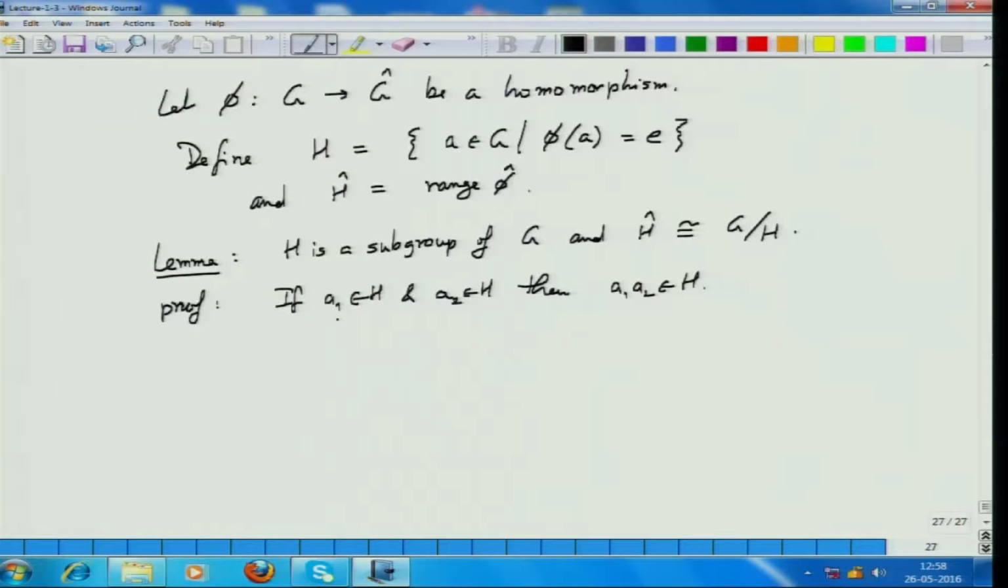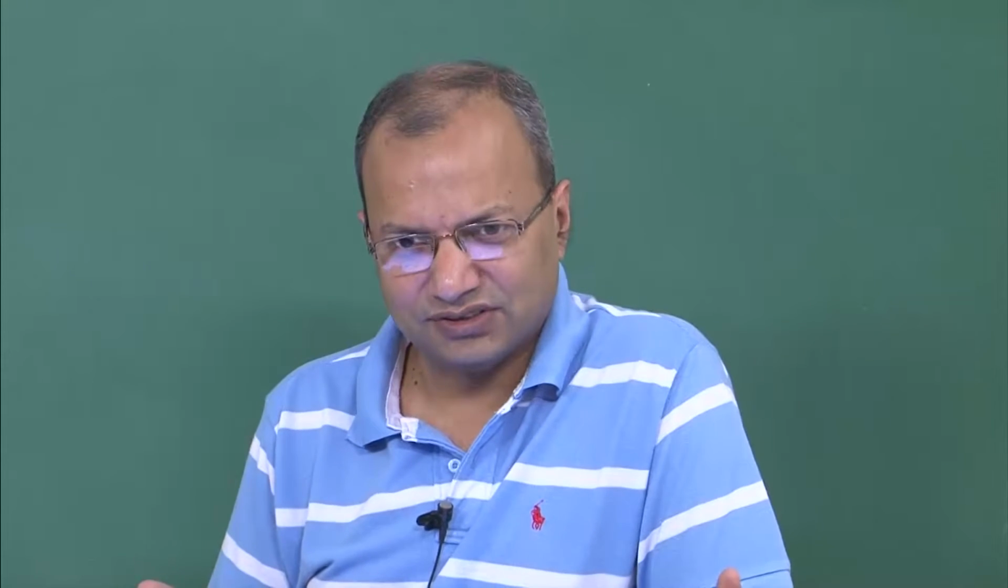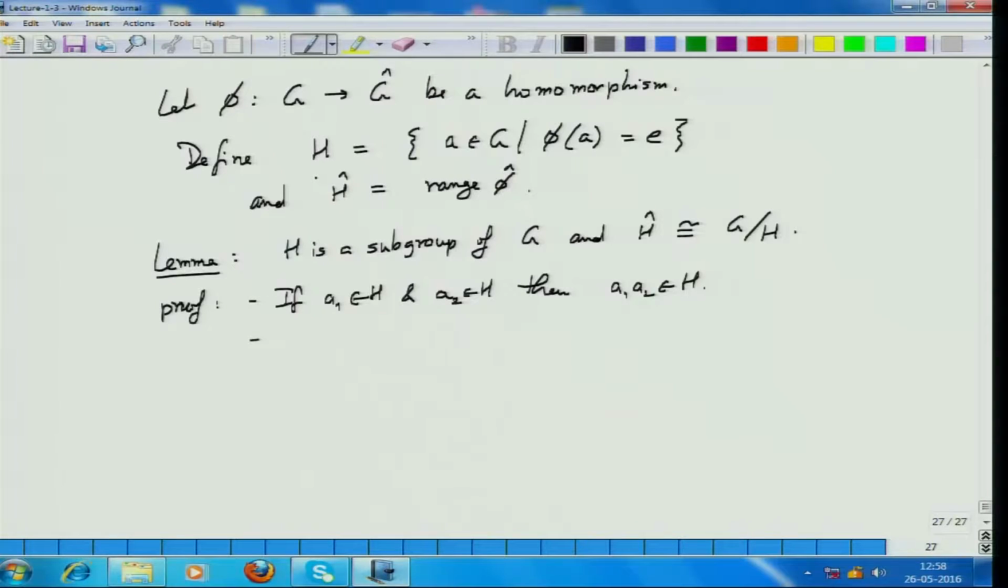Because if phi of A1 is identity and phi of A2 is identity, then phi of A1 A2, by the fact that phi is a homomorphism, equals phi of A1 times phi of A2, which is identity. Associativity just follows from associativity of G itself. Commutativity follows from commutativity of G itself. Identity of G is also in H, because phi being a homomorphism will map an identity to an identity. Have you seen this? Why would a homomorphism always map an identity to an identity?